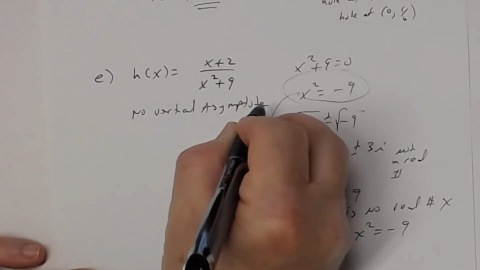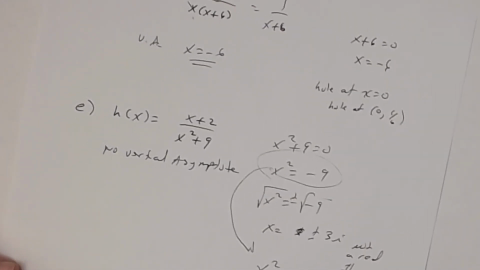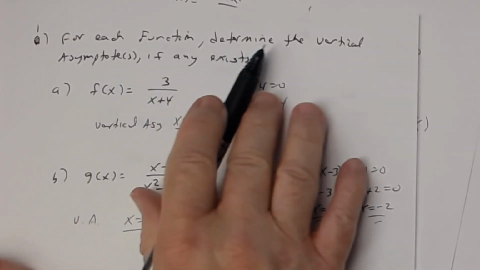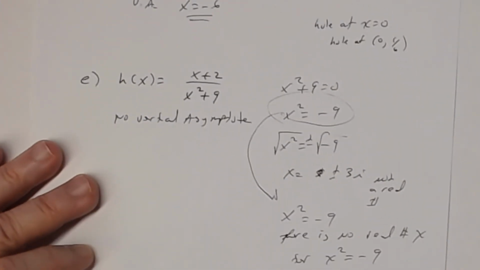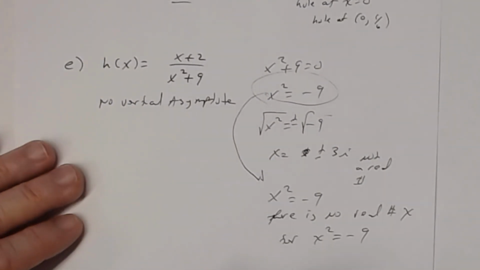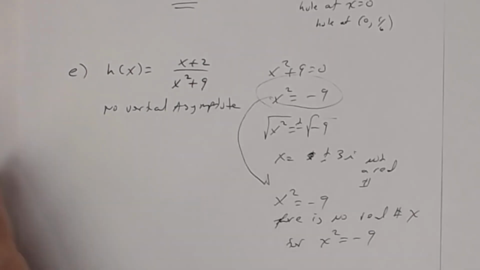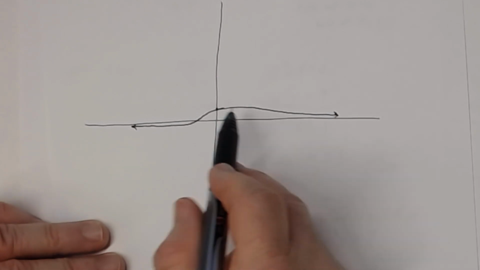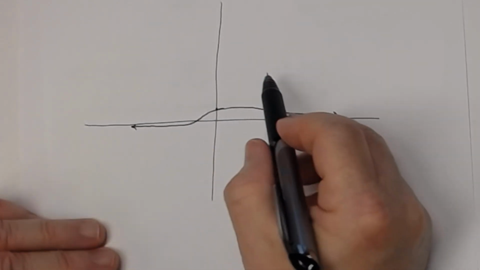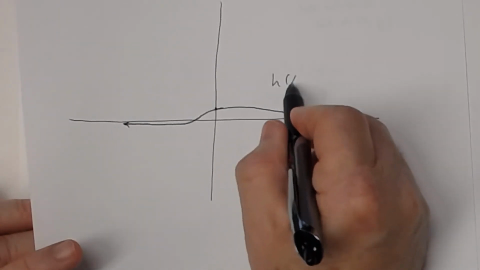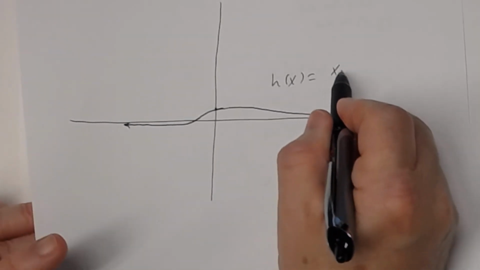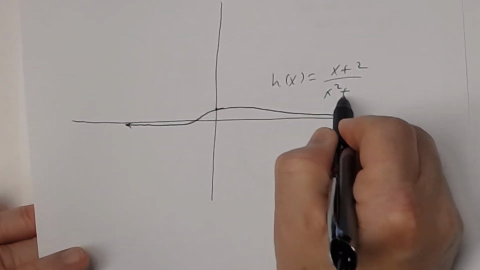No vertical asymptote. So remember the directions said, find the vertical asymptotes if any exist. So this is one where it doesn't exist. So there's no vertical asymptote. And that's all you do. Now let's just quickly show you what the graph looks like for that one. Notice I didn't plot any points at all, but this is what the graph looks like. So this was h of x equals x plus 2 divided by x squared plus 9.